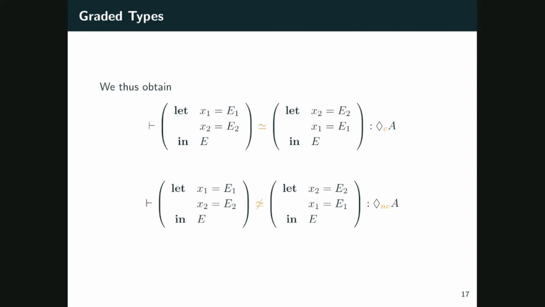And using this kind of refinement, we can also refine our program equivalence, and in this case we are able to state that for computation with type diamond commutative, let's say, sequencing commutativity does hold, whereas we do not have it for computation of type diamond non-commutative, let's say.